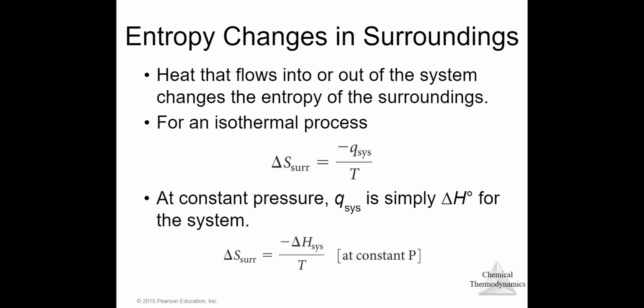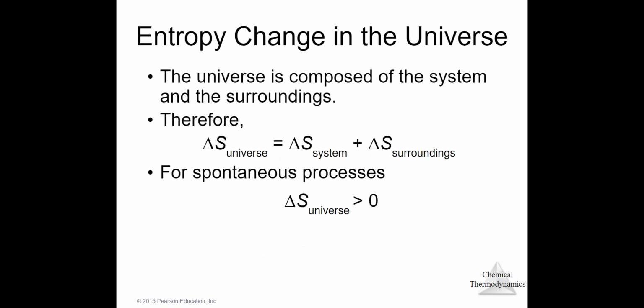So the first thing, let's talk about once again about entropy. We know heat that flows in or out of the system is going to change the entropy of the surroundings, right? Because entropy is going to change with temperature. So for an isothermal process, we talked about this, the delta S of the surroundings is equal to the heat of the system over temperature. Now, at constant pressure, remember that heat is also equal to our enthalpy, delta H. So we end up getting this nice little equation here. But what can we really do with this?